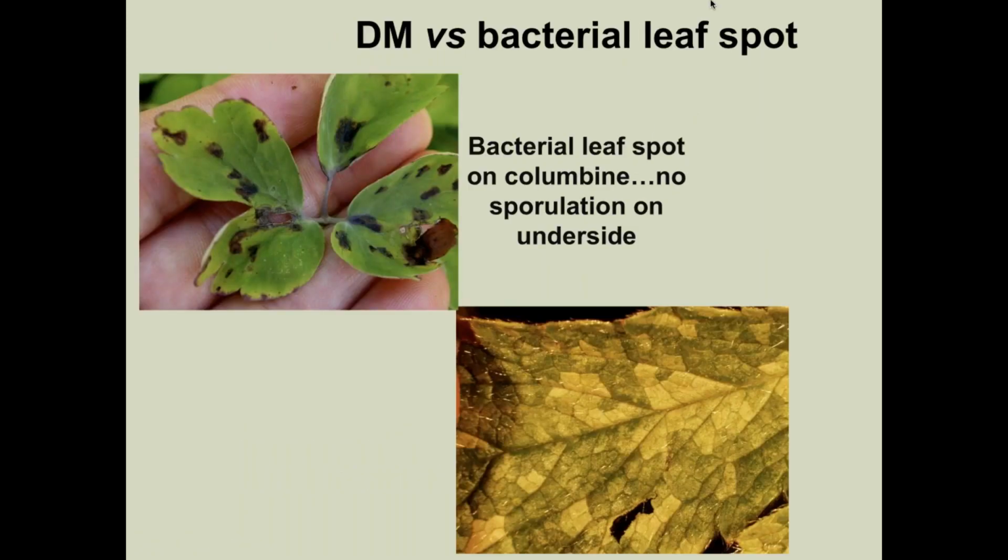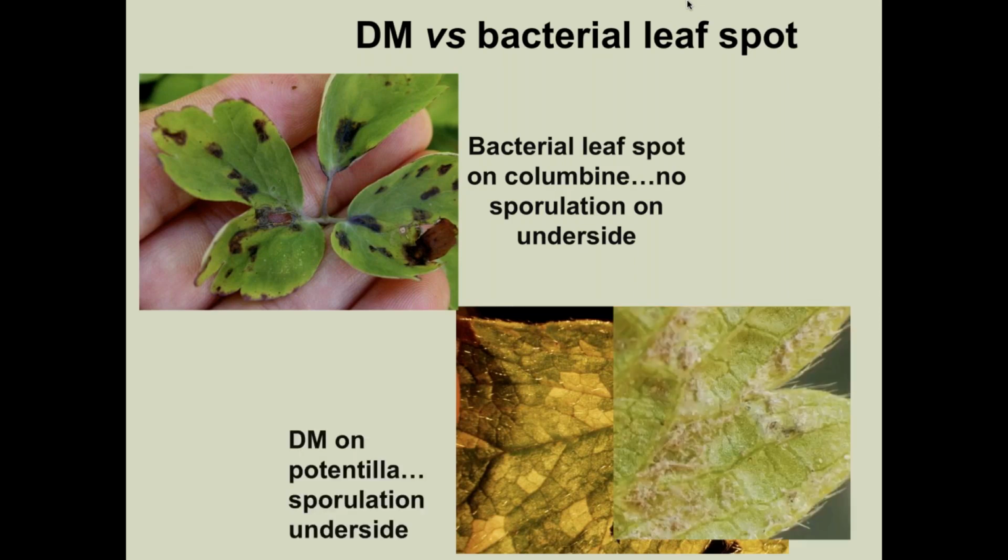Bacterial leaf spots also cause an angular leaf spot. The bacteria is limited by the larger veins in the leaf. And in this upper left photo, this is a bacteria on columbine. If we look at the underside of those leaves, however, there is no sporulation. So particularly if the humidity is high, if we look at the underside of that potentilla leaf, we'll see sporulation underneath those angular leaf spots. Okay, and there's that example again.